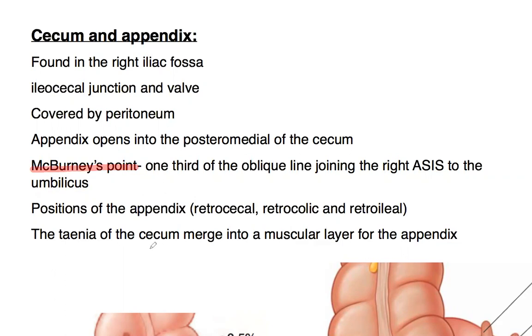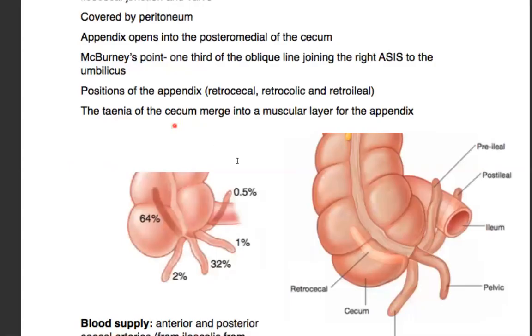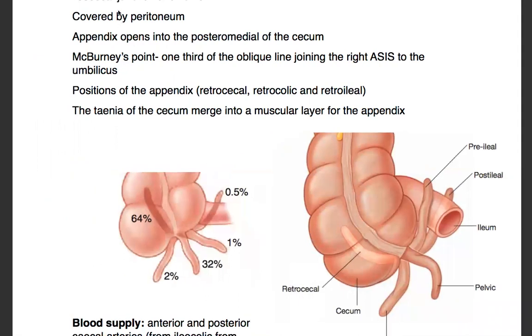Another thing you need to know is the position of the appendix. The appendix can be found in different positions. And the most common position is retrocecal. That's what you should know, just the most common one. So the most common position is retrocecal, which means that you'll find the appendix behind the cecum. As you can see here, this is the appendix, and it can be found in different positions. The most common is this one, which is it being found retrocecally. So it's behind the cecum.